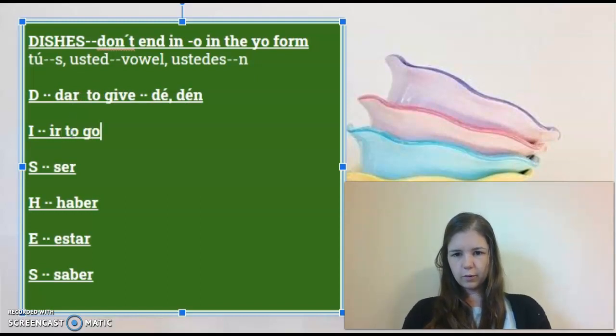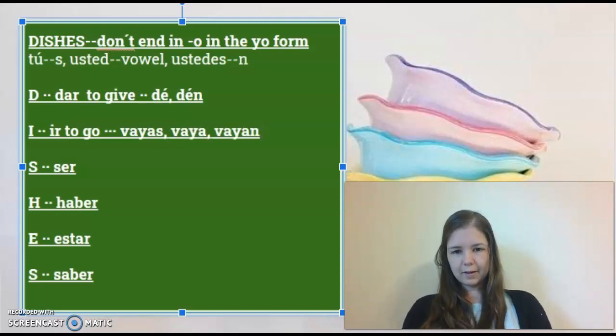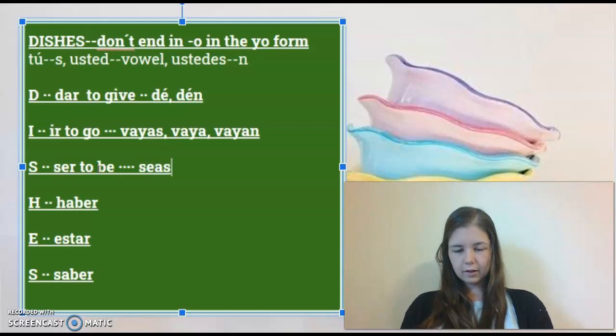Ir, which is to go. We had vayas for my tú command. You get rid of that S for usted, so vaya, and then vayan for ustedes. Ser is to be. We had seas for the tú one. Sea will be usted because you get rid of the S. Sean for ustedes because you're changing it to an N.